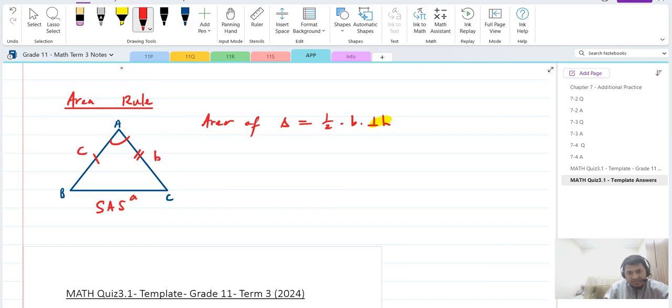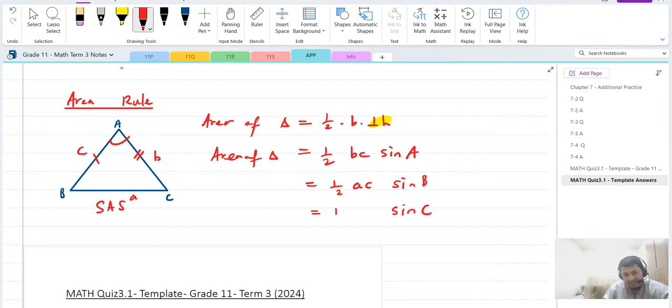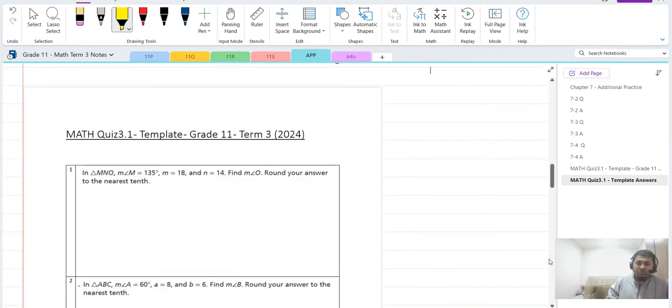So what we say is area of triangle is half BC sine angle A. Now obviously if you want sine B, then you have to multiply the other two sides out, AC with a half. And if you want sine C, then you have to multiply the other two sides out, half AB. So this is my area rule where there's no height given. Now let us solve problems based on all this theory that we have.